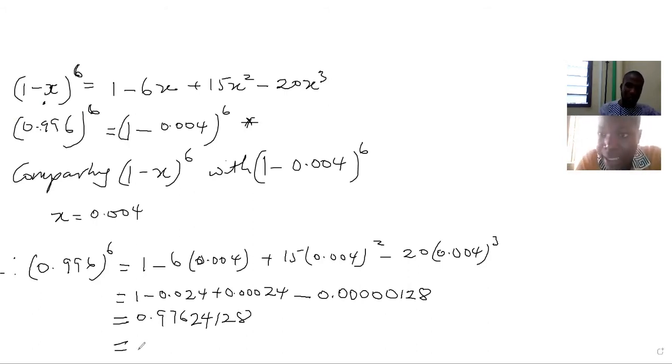Okay, so now our final answer asks us to approximate this to two decimal places. So this becomes 0.98. That is our final answer to two decimal places.